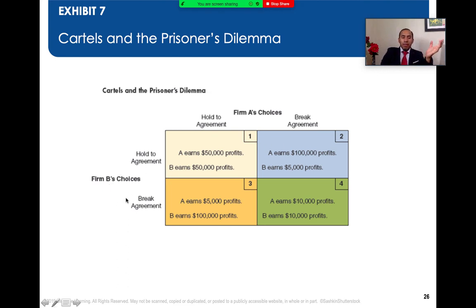Firm B, if it's the one that is not cooperating and breaks the agreement, is going to take home $100,000 at the expense of firm A, who chose to cooperate. They're going to end up worse. If both of the firms do not cooperate and break the agreements, they're only taking home $10,000. So firms have the ability to cooperate or not cooperate. If they don't cooperate, they end up worse with lower profits. If they cooperate, they end up better with higher profits.